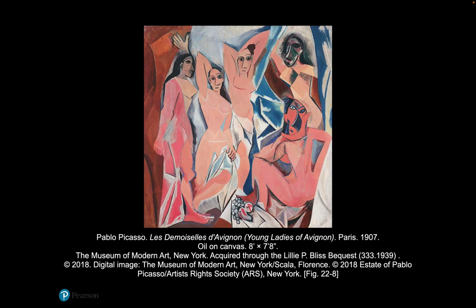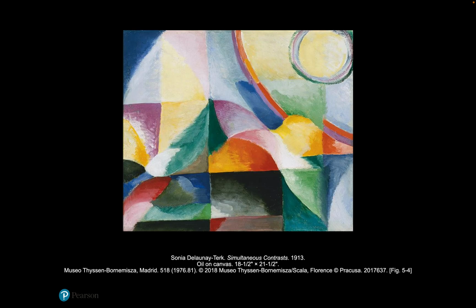Remember the definition of abstraction itself, right? It has to do with exaggeration, simplification, or distortion of shapes and subjects, and you can see that very well in Demoiselles d'Avignon, right? The faces and the bodies are distorted, they're exaggerated. You can make out some details, but others you can't, right? And so these are kind of the defining characteristics of Cubism.